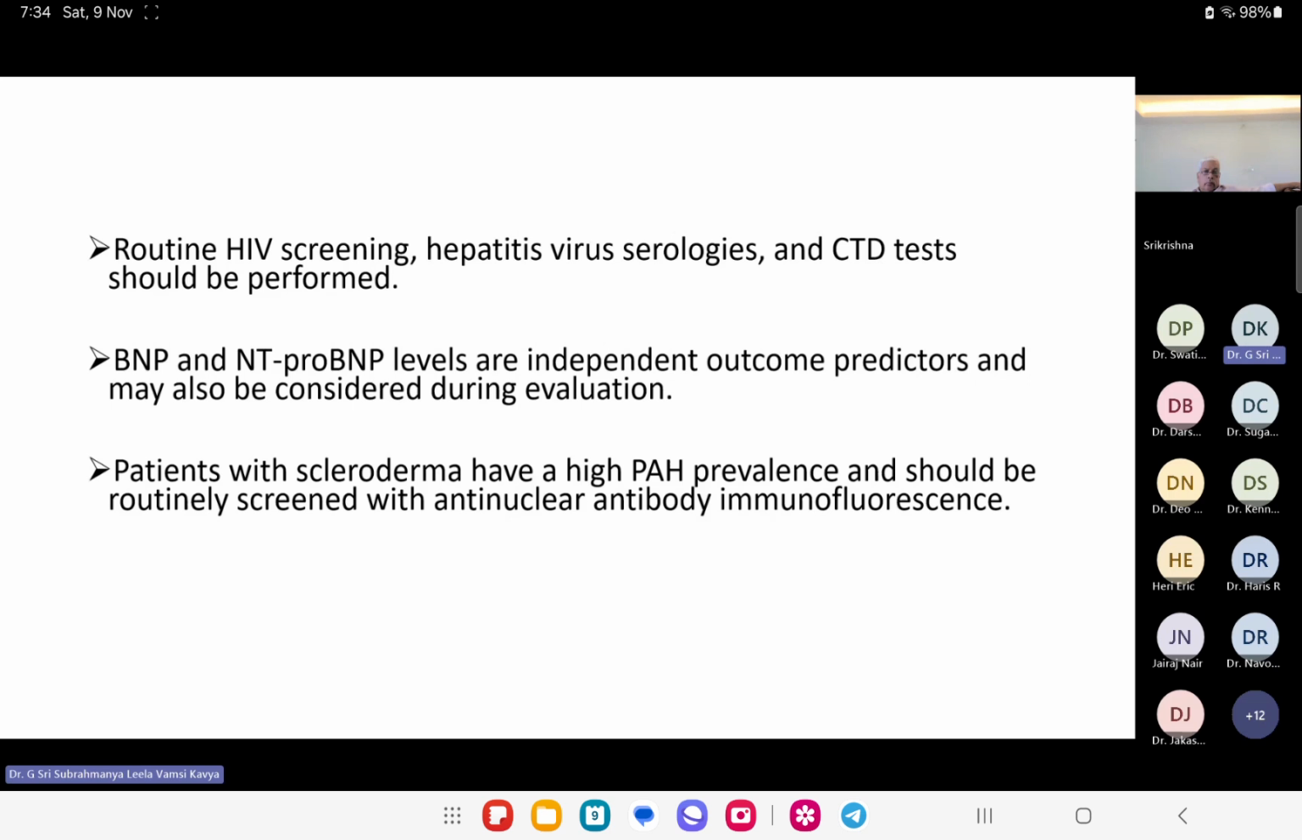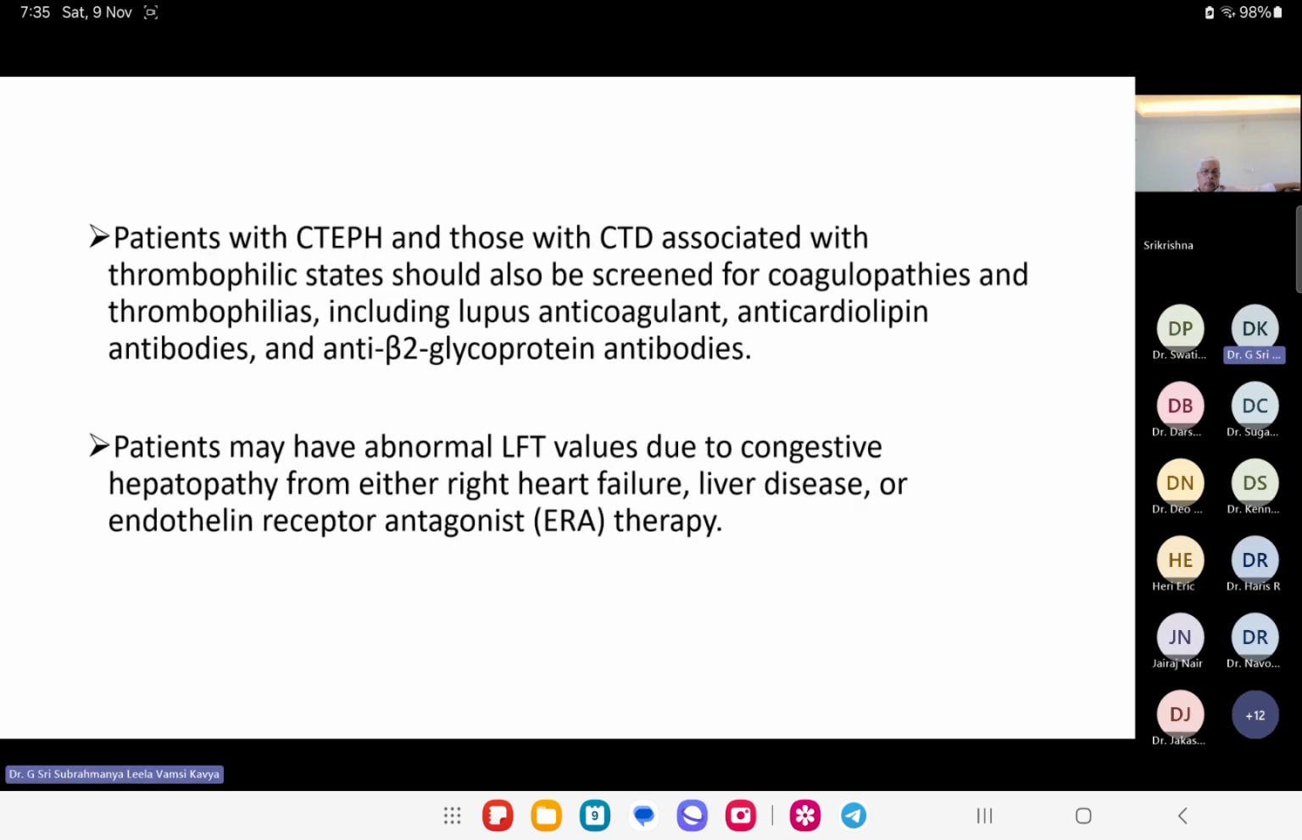Patients with scleroderma have a high PAH prevalence and should be routinely screened with anti-nuclear antibody immunofluorescence. Patients with CTEPH and those with CTD associated with thrombophilic states should also be screened for coagulopathies and thrombophilias, including lupus anticoagulant, anti-cardiolipin antibodies, and anti-beta-2 glycoprotein antibodies. Patients may have abnormal LFT values due to congestive hepatopathy from either right heart failure, liver disease, or endothelin receptor antagonist therapy.